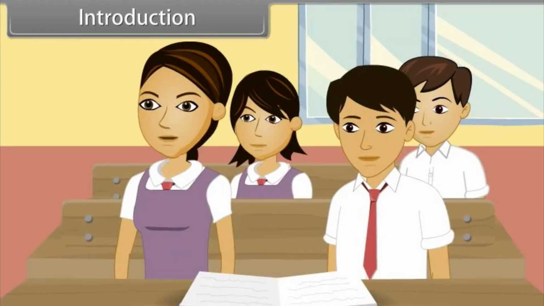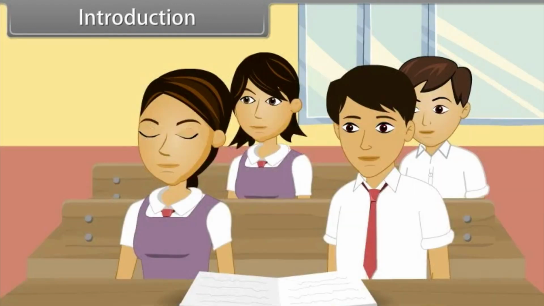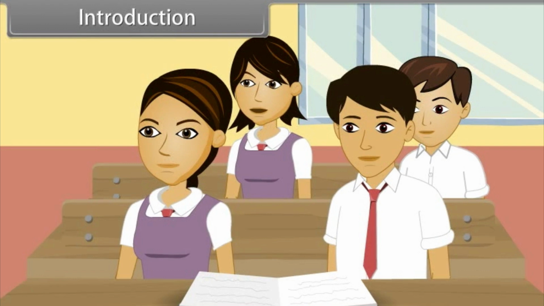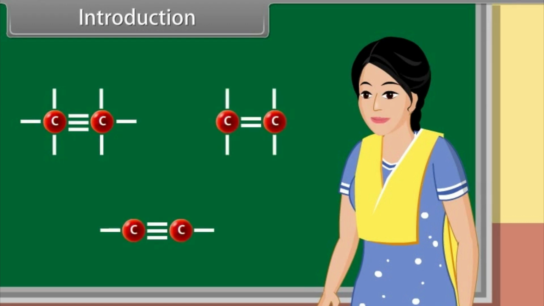Teacher, what is organic chemistry? Organic chemistry is the branch of chemistry that involves the study of carbon and hydrogen-containing compounds. Teacher, how are the carbon-carbon atoms attached? The carbon-carbon atoms are attached by single bond, double bond or triple bond, and the functional group present on the organic compound decides its chemical nature.